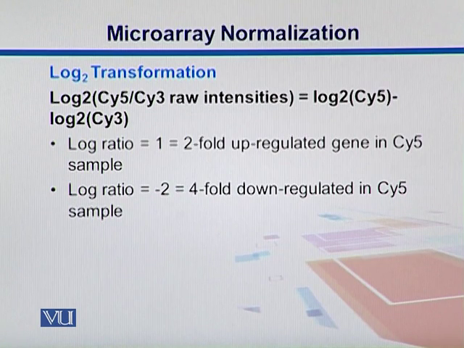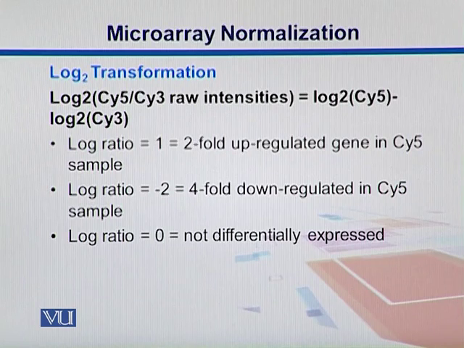So that is fourfold down regulated in CY5. So CY5 is actually 1, maybe, just to understand in this example, whereas CY3 is 4. So in that case we will get the log answer as -2. A log of 0 means that there is no differential expression. So CY5 and CY3 both have equal amounts of those intensities.